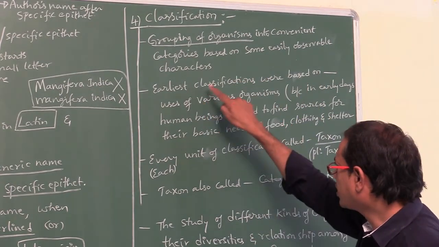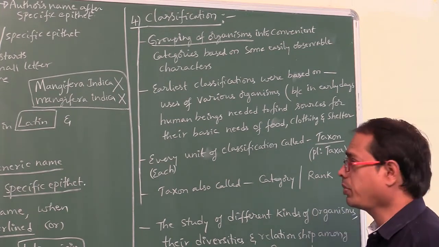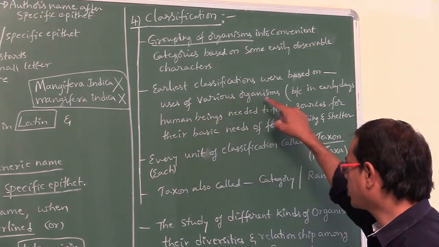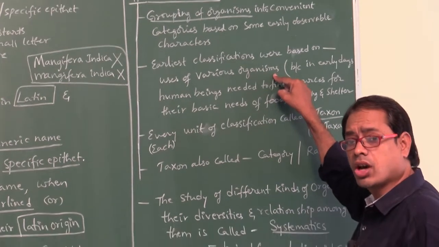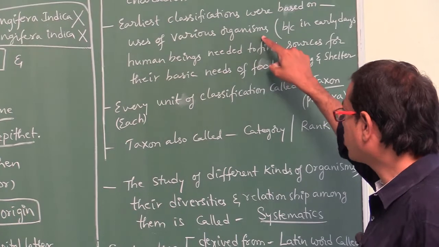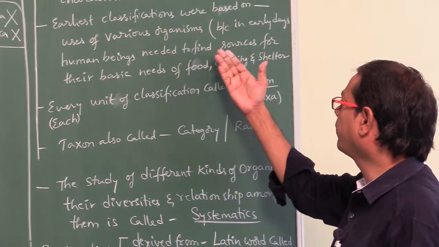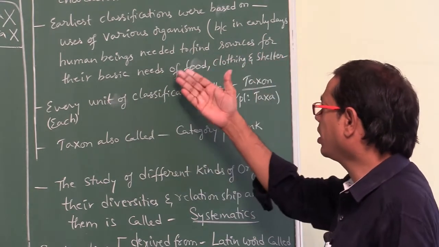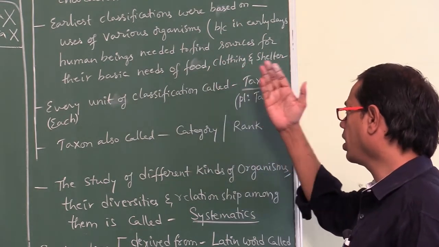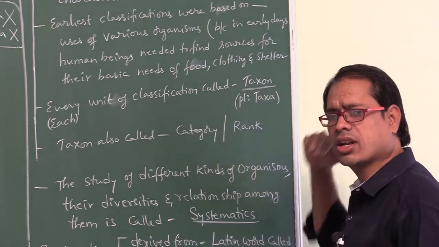Earliest classifications were based on uses of various organisms, because in early days human beings needed to find sources for their basic needs of food, clothing and shelter.